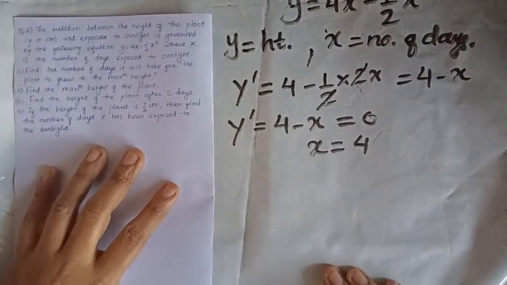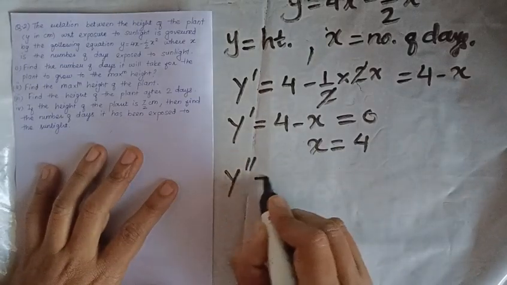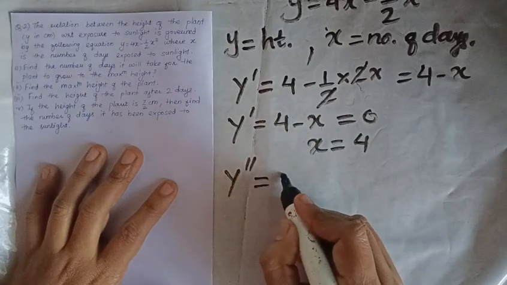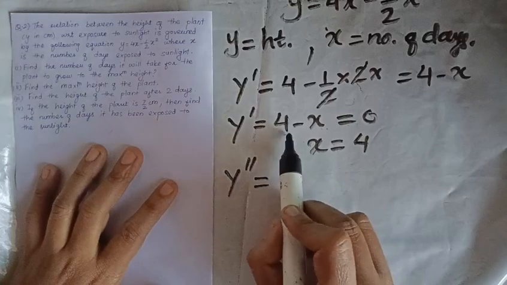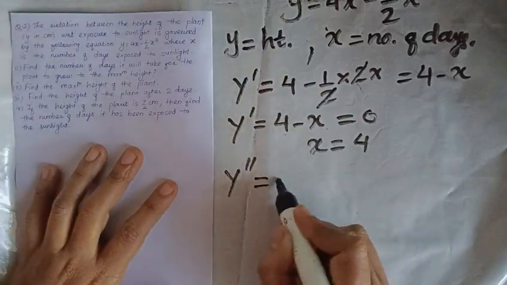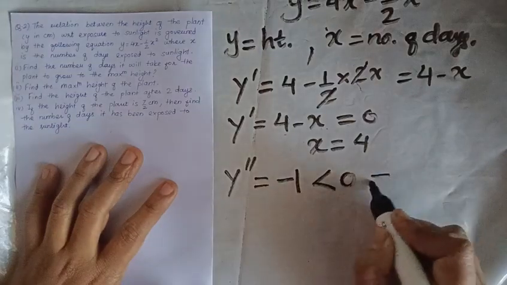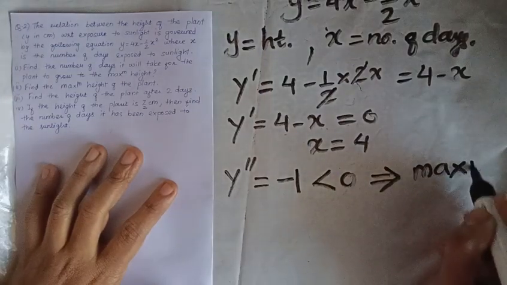Now to find the maxima or the minima, you have to find the double derivative. The double derivative: differentiating 4 minus x again, we will get minus 1. Now this value is less than 0, so we can say that this is the maxima.